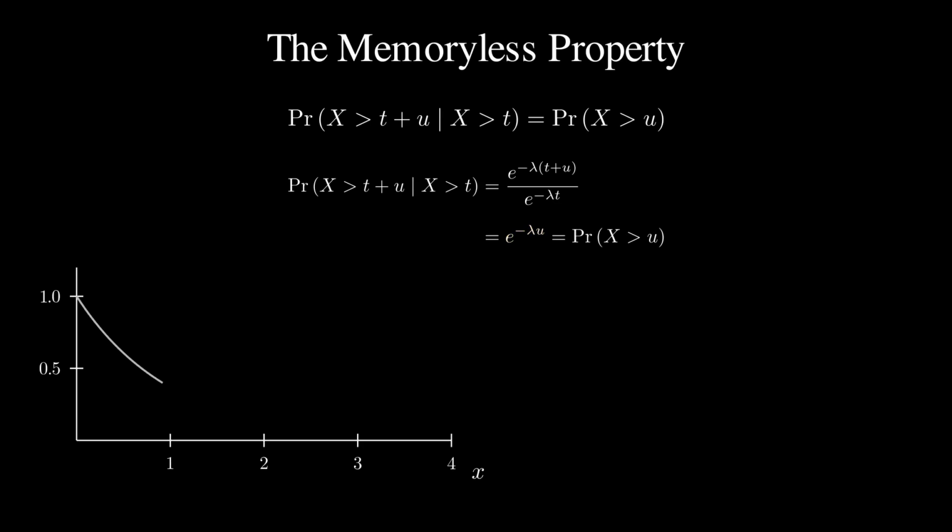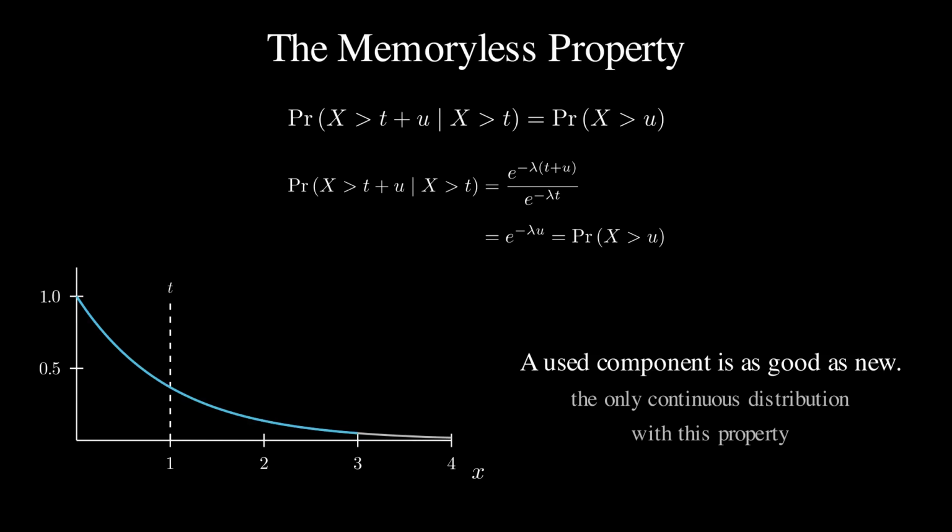Watch what that means. Cut the density at t, keep the tail, and renormalize. The same move we used on the truncated geometric. The rescaled tail lands exactly on the original curve. The process restarts. A used component is as good as new. That is a modeling superpower and a warning label because real parts do wear out. Among continuous distributions, the exponential is the only one with this property.